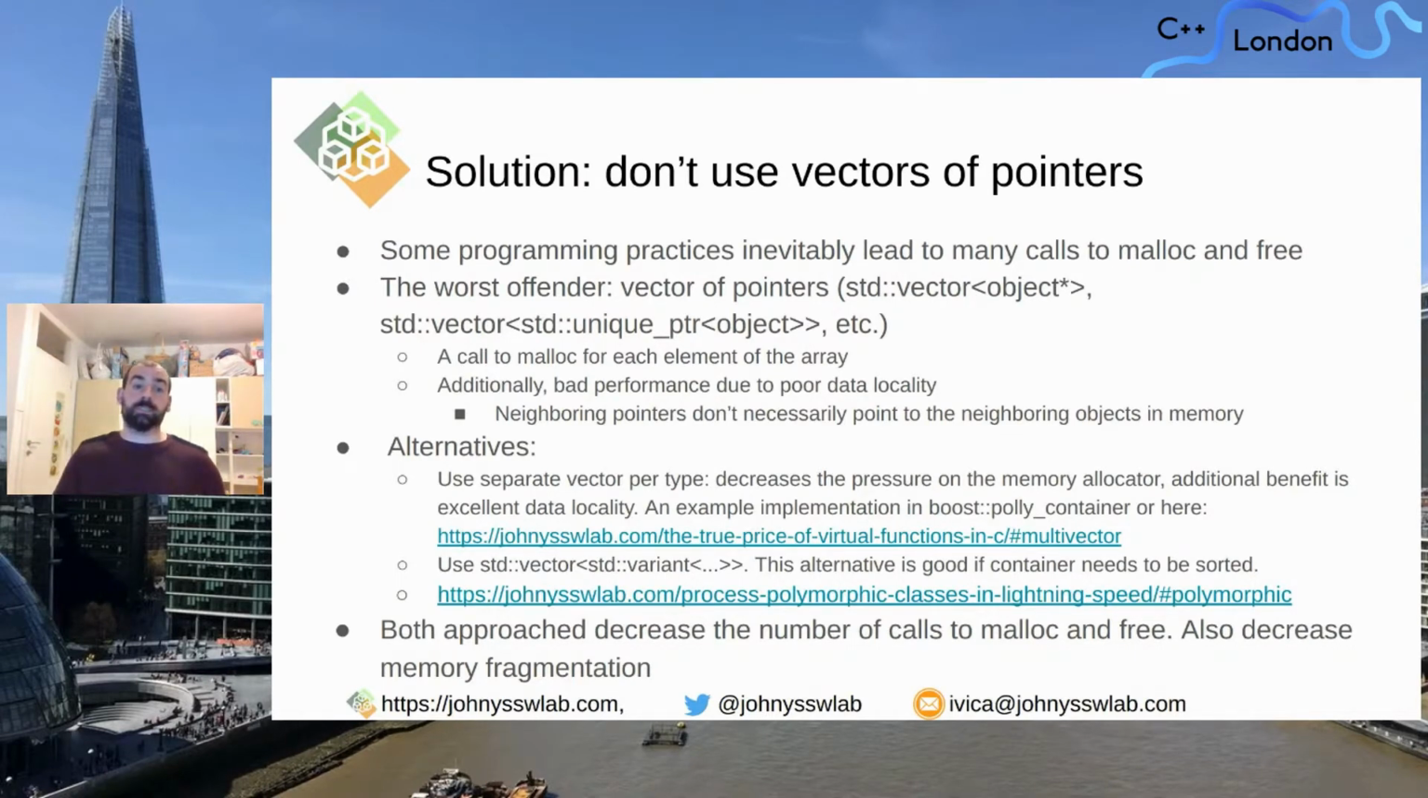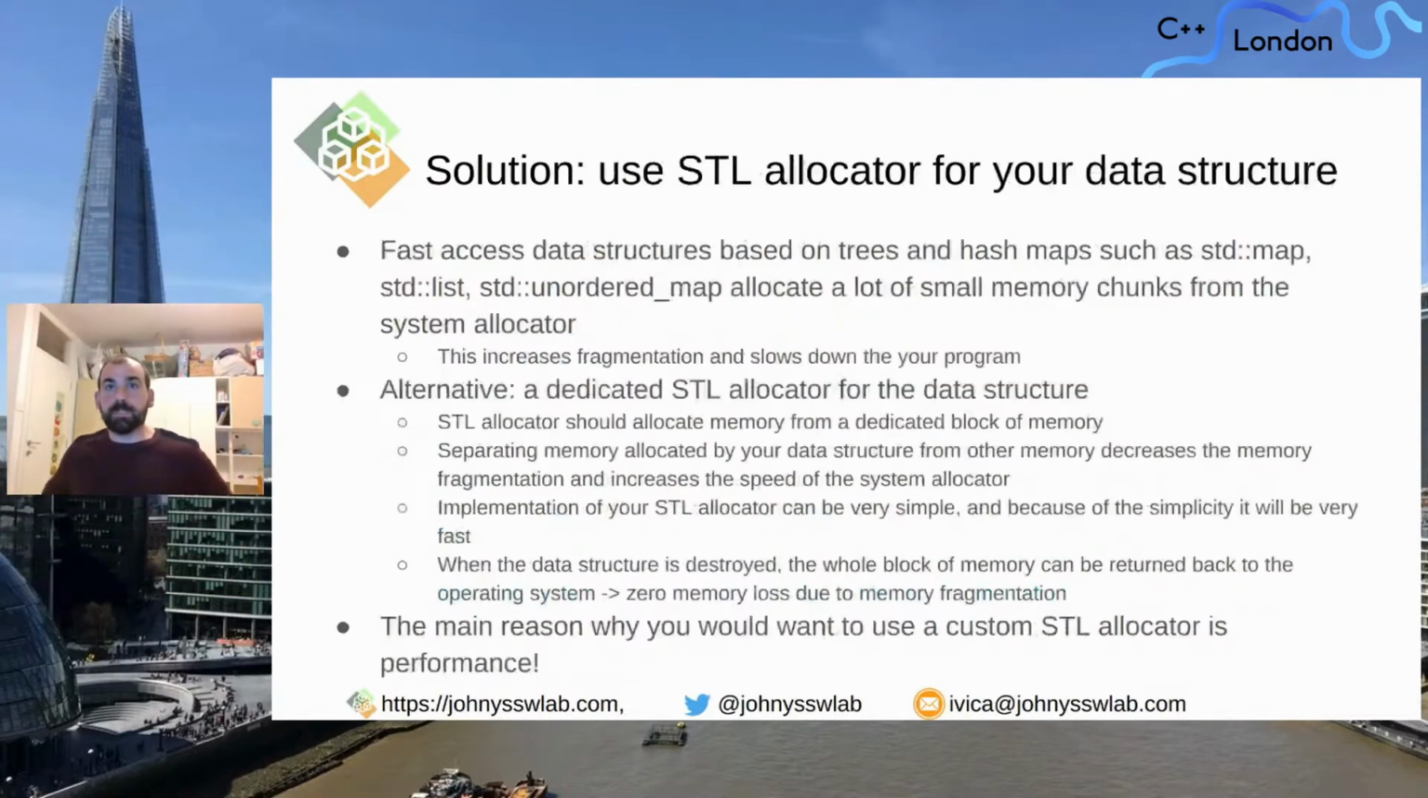All of these approaches decrease the number of calls to malloc and free. Instead of having a malloc for each element of the array, you have just one malloc for the vector, a large block of memory that holds all the objects. This approach also decreases memory fragmentation. Now, questions? Okay, moving on.